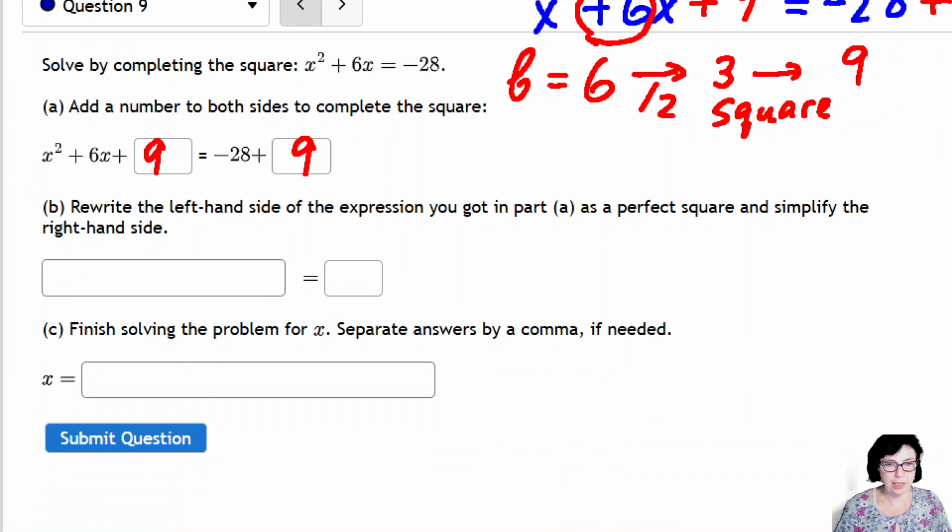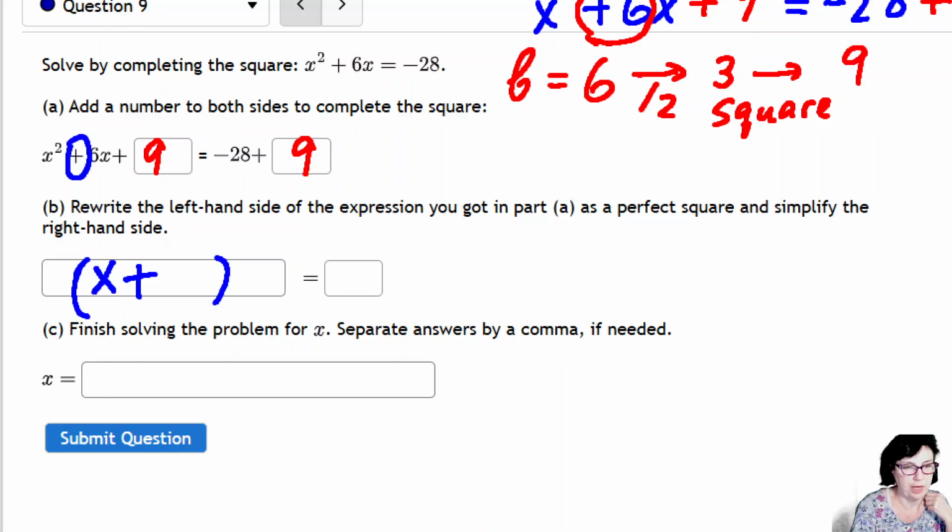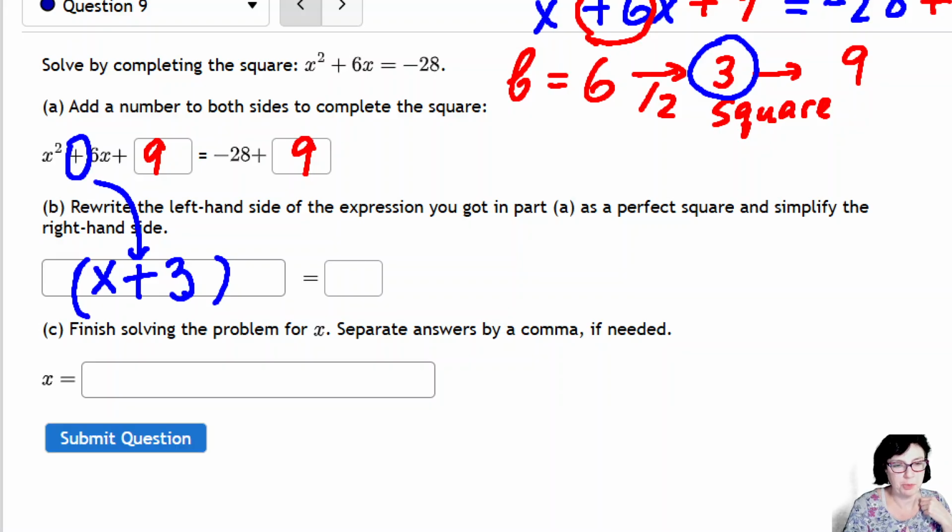Okay, the next step is to figure out how do I write the left-hand side as a perfect square? Because when you added that 9, you now made this a perfect square trinomial. Here's how we're going to do that. x plus, how do I know it's plus? Because this is a plus. So if that's a plus, the coefficient of x, this is also going to be a plus. Now, what do I put over here? Well, remember this intermediate step when I divided by 2? That's what I put. I've got x plus 3, and that's going to be squared because now it's a perfect square.